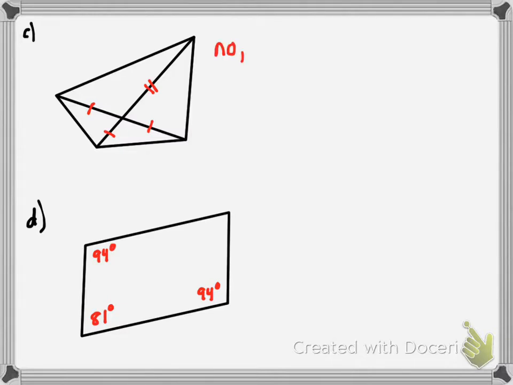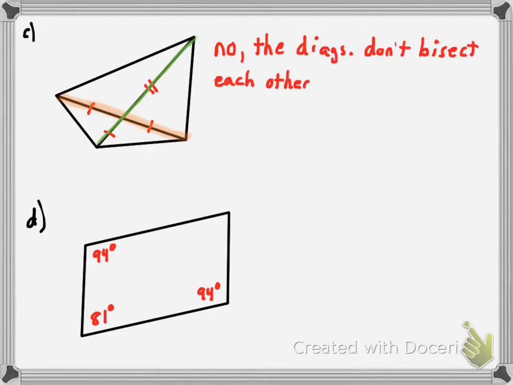All right, now in part C right here, you're going to see that this diagonal is bisected because I've shown you that each half is equal in length, but the other diagonal right there was not bisected because one of its segments was longer than the other portion. So no, the diagonals do not bisect each other. And that's that. If each diagonal bisected the other, it would have been a parallelogram.